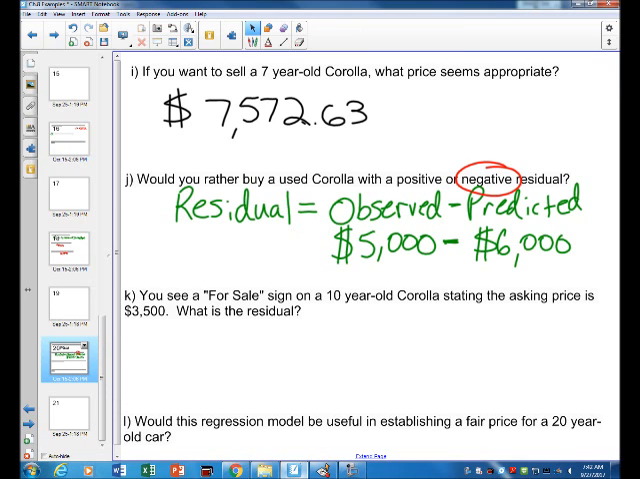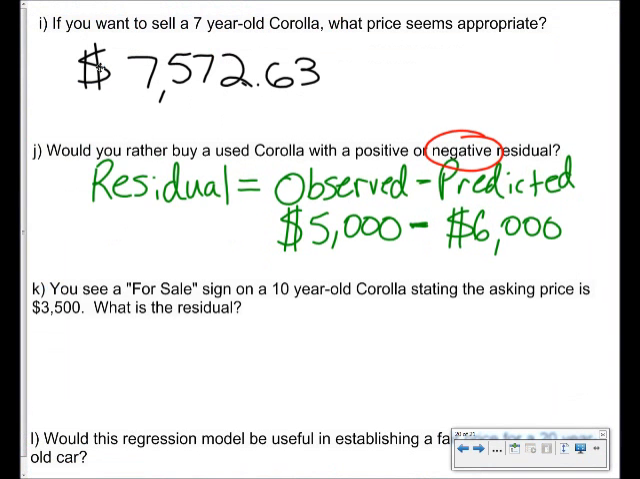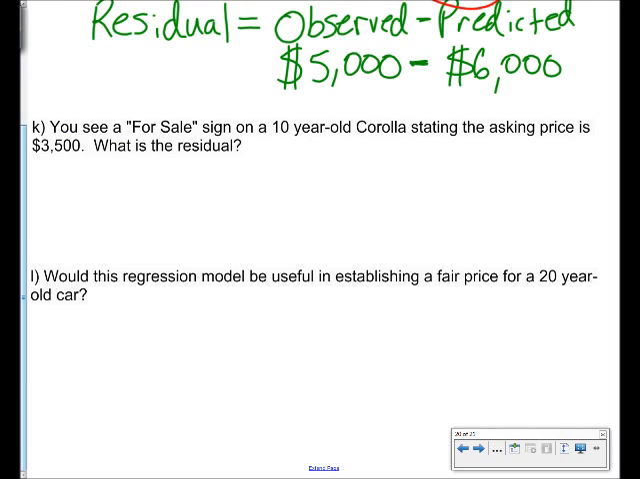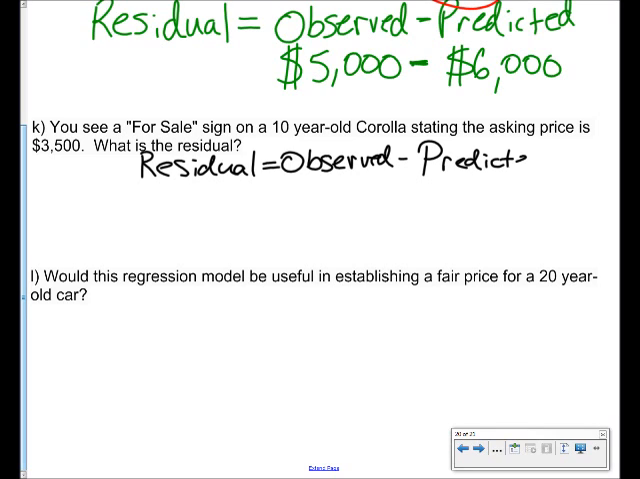All right, letter K. You see a for sale sign on a 10-year-old Corolla stating the asking price is $3,500. What is the residual? Okay, so I'm going to give you guys a little bit more room to see this. We should have residual equals observed minus expected. Sorry, I'm going to use the same language, predicted. But expected is the same thing. All right. So they're saying the asking price is $3,500. So that is the observed price. That's what they have on the sign.